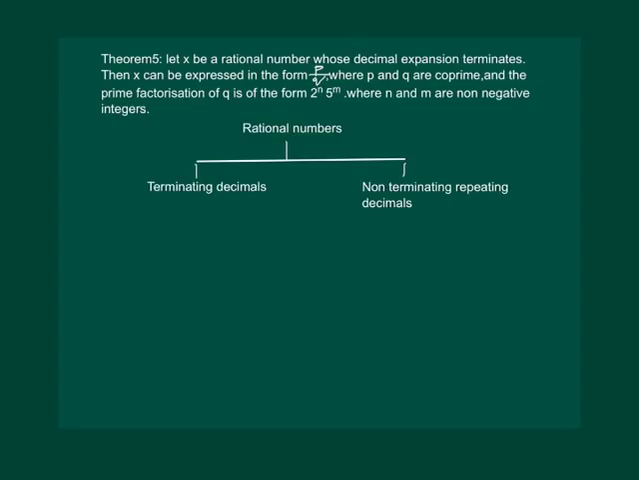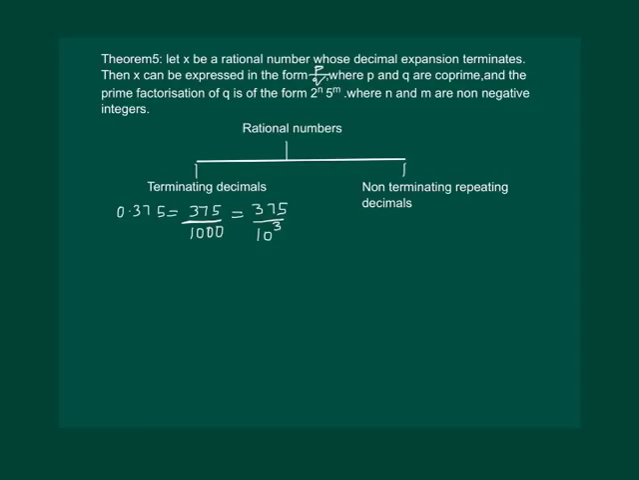We have studied in class 9th that when we convert a rational number into decimal, it can either be a terminating decimal or a non-terminating repeating decimal number. Let us consider some terminating decimal numbers. Say we have 0.375. This can be written as 375 by 1000, which is equal to 375 by 10 cube.